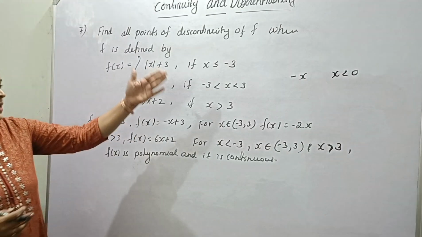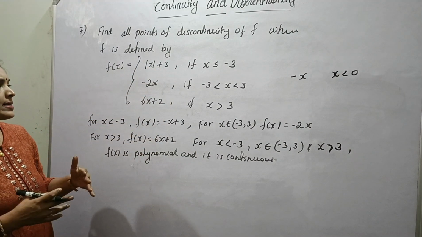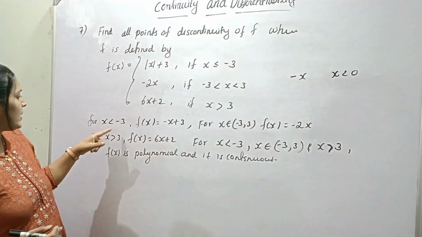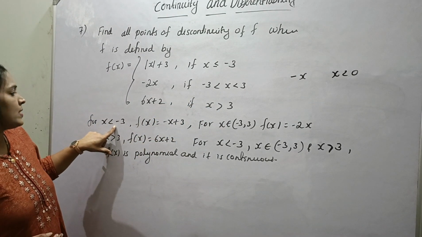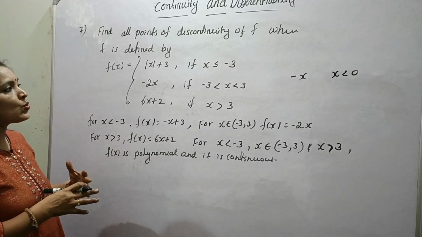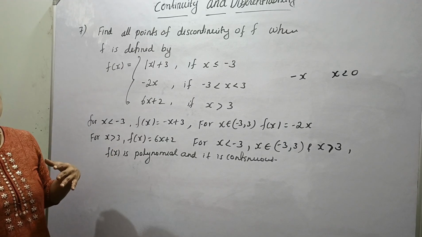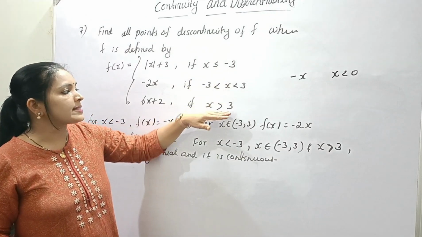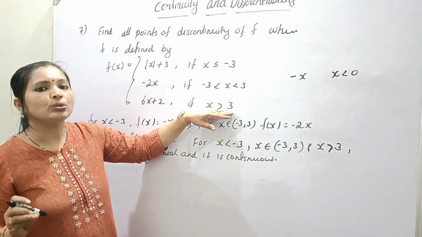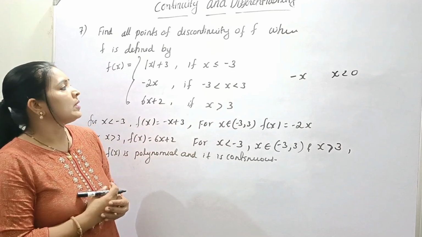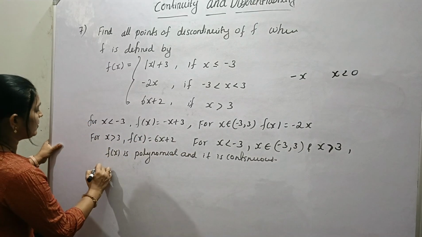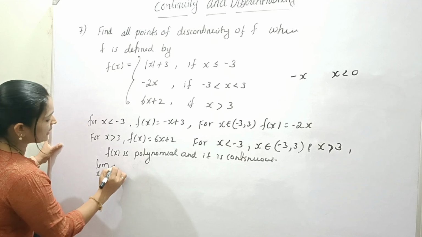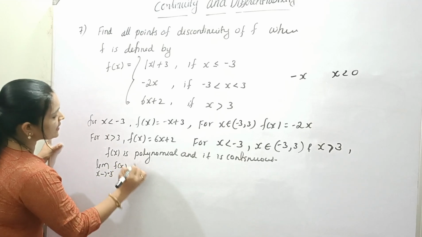So here the conditions are x less than or equal to minus 3 and x greater than 3, right? So we have to check at x is equal to minus 3 and x is equal to 3, the discontinuity. So let's see, limit x tends to minus 3 minus f of x.